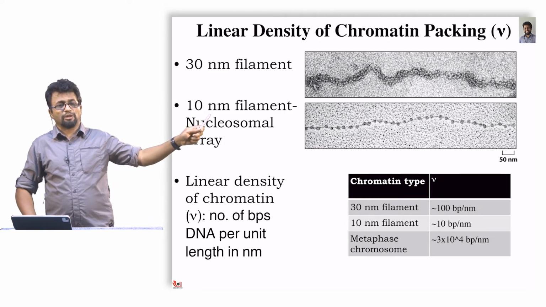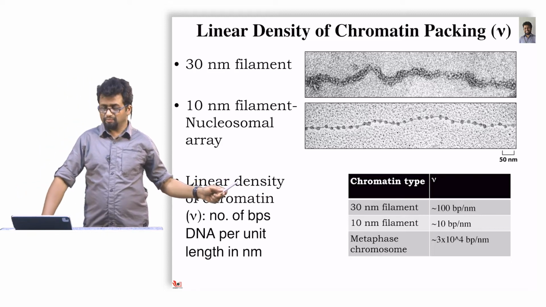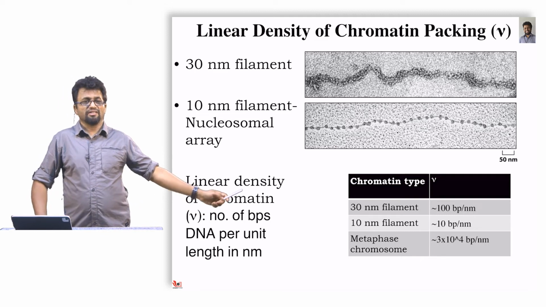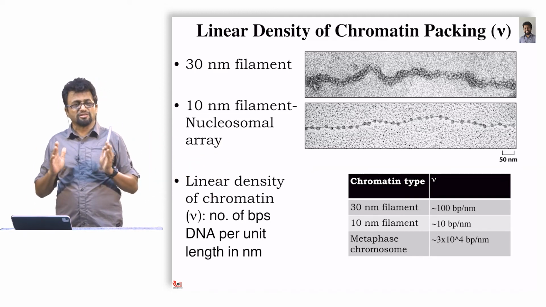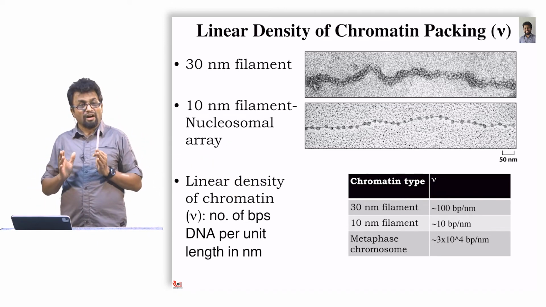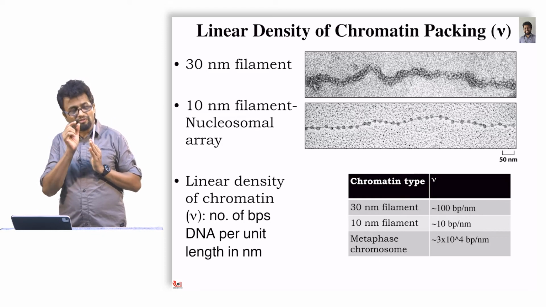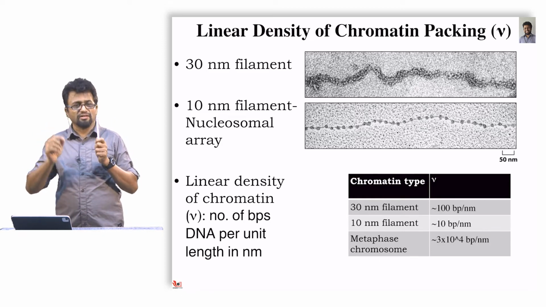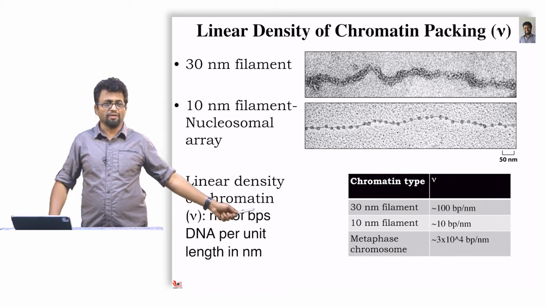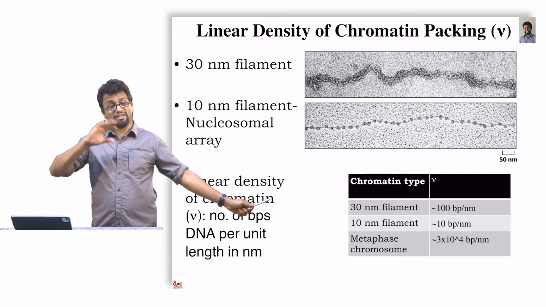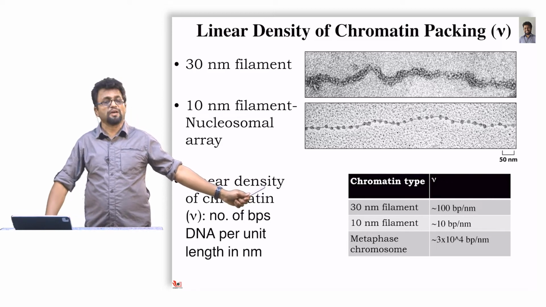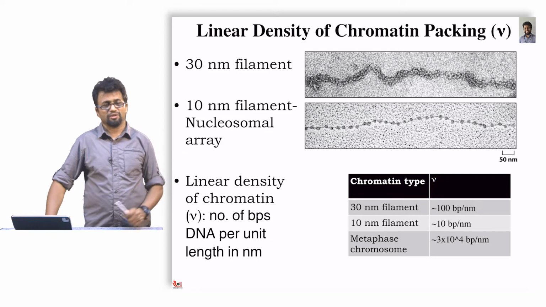Then above that is the 30 nanometer filament, and you can say that this parameter called linear chromatin packing density is in units of base pairs per unit length. The 30 nanometer filament has 100 base pairs per nanometer, meaning 100 base pairs are packed into 1 nanometer of linear distance. The 10 nanometer filament, evidently because it is less packed, is 10 base pairs per nanometer, and metaphase chromosomes, which are the highest packed density that we know of, are at 30,000 base pairs per nanometer, or 3 times 10 to the power 4 base pairs per nanometer.